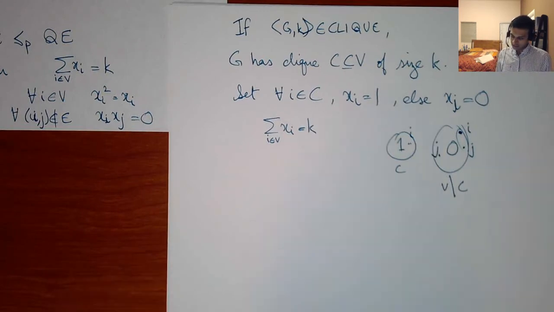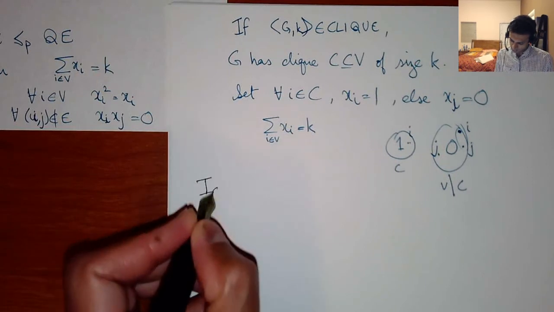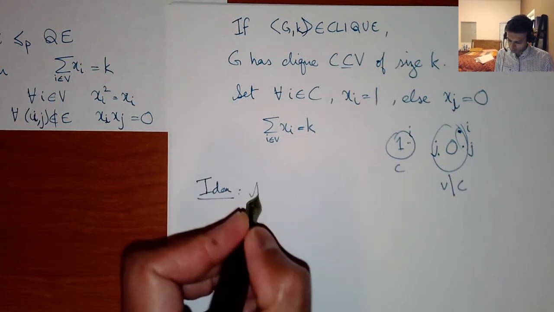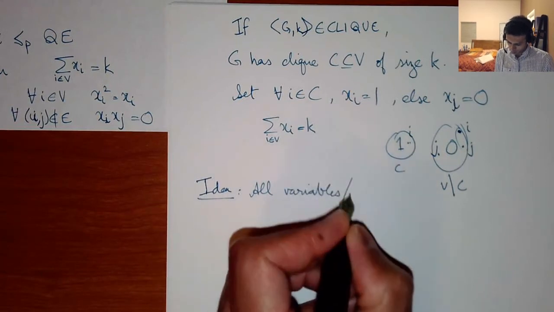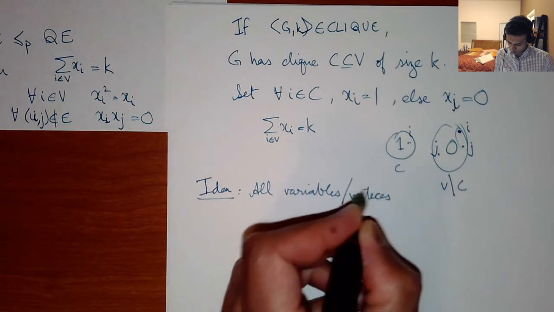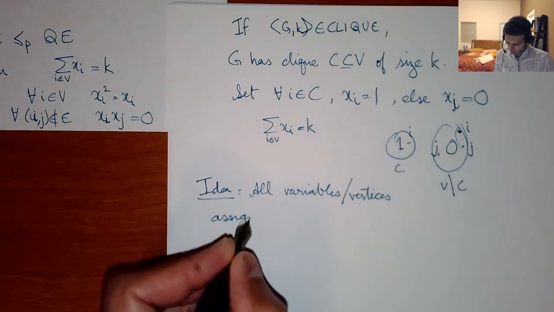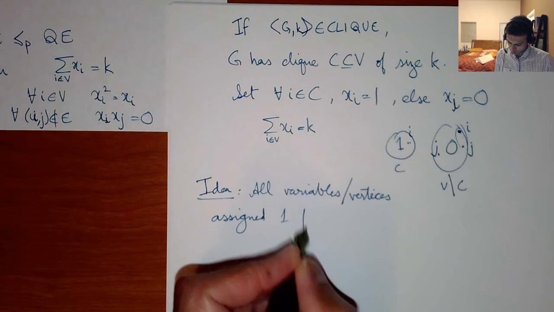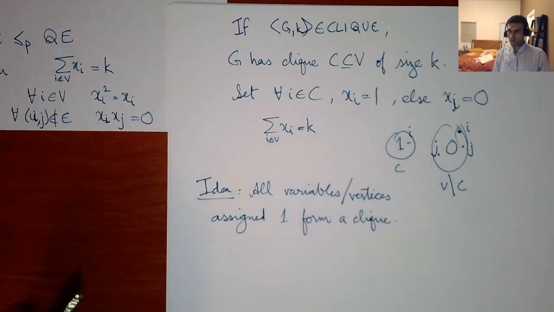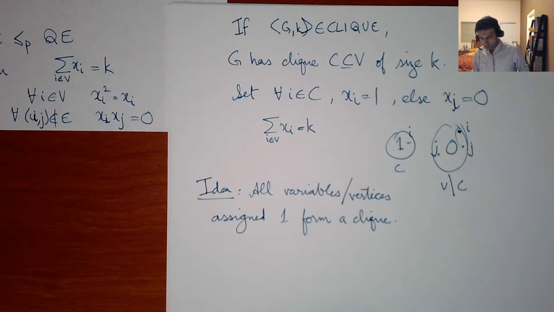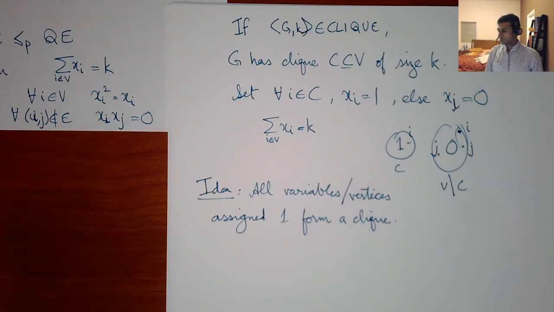So the idea is that all the variables, or the vertices, assigned 1 form a clique. That's the basic idea of this construction. Okay, any questions about that?